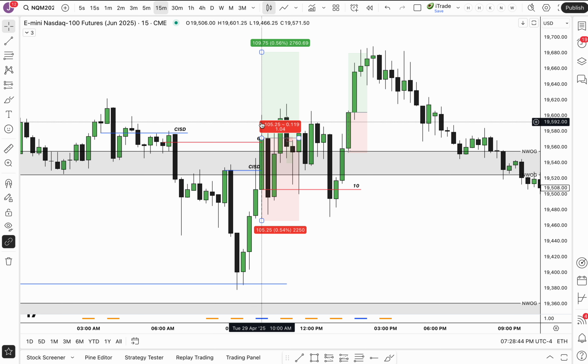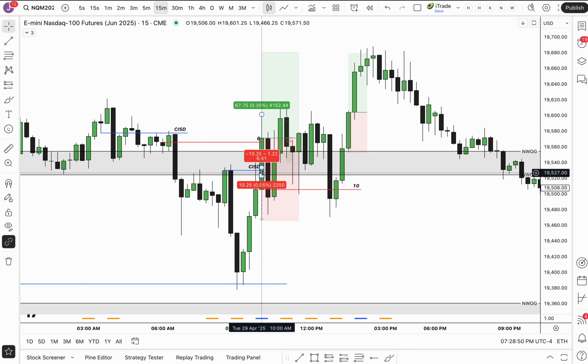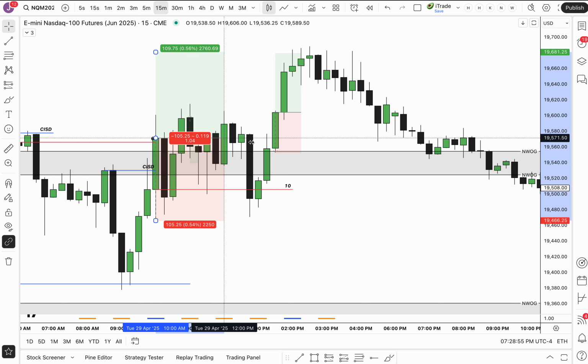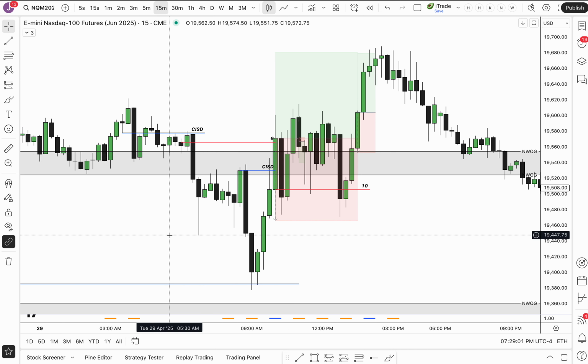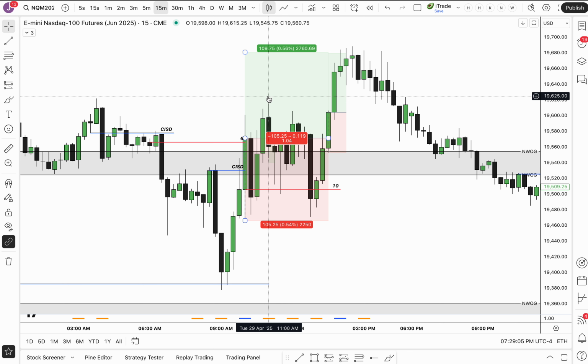Tuesday, 9:30 opens. Right here, CSD doesn't occur till way up here, and then what happens? Nothing, honestly. If you want to get it on the close of that candle, that's fine. Stop below here, but it's just the way it goes. Not every trade's going to be a winner.